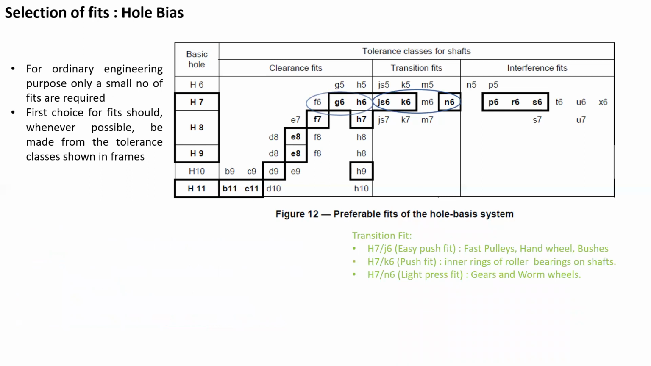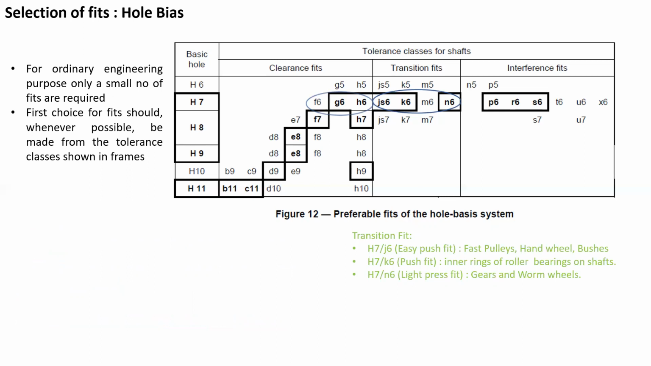Now transition fit is further classified into many categories. The first category is H7J6. It is an easy push fit. It is used between fast pulleys and the shaft and hand wheels and the shaft. Now we can see that the fit between the fast pulley and the shaft is easy push fit, whereas the fit between the loose pulley and the shaft was an easy running fit.